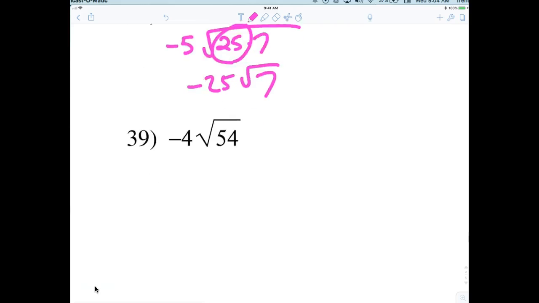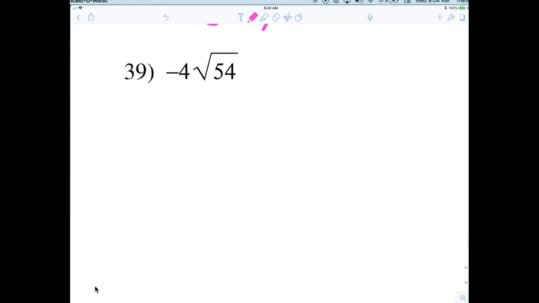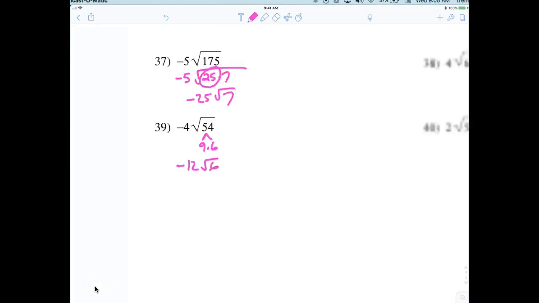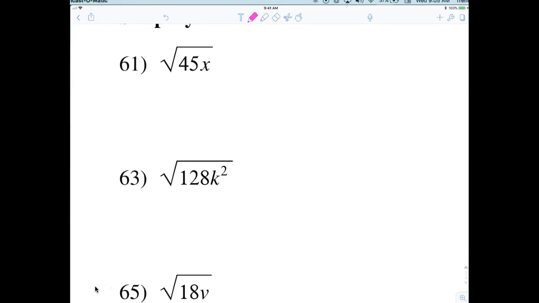All right, 54. What does 54 break down to? 27 and 2. Tell us. 9 and 6. We've done that 100 times. Square root of 9 is 3, times negative 4, negative 12. Good. Next. Square root of 45. Just tell me. All right, so that was 3 radical 5.